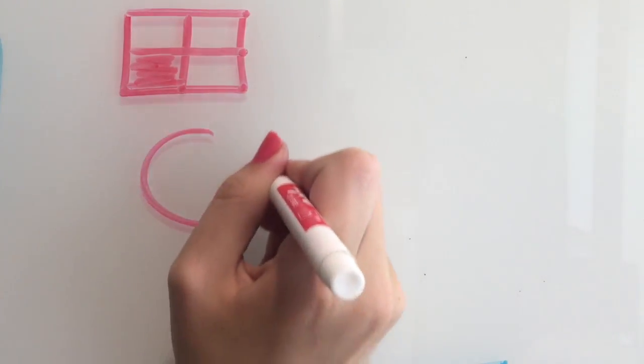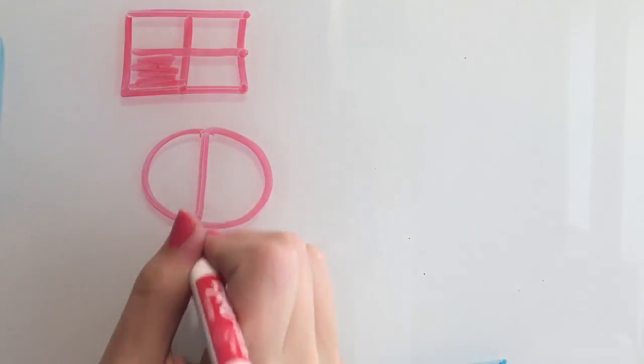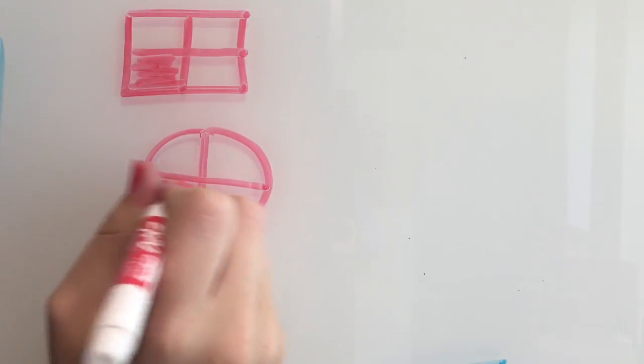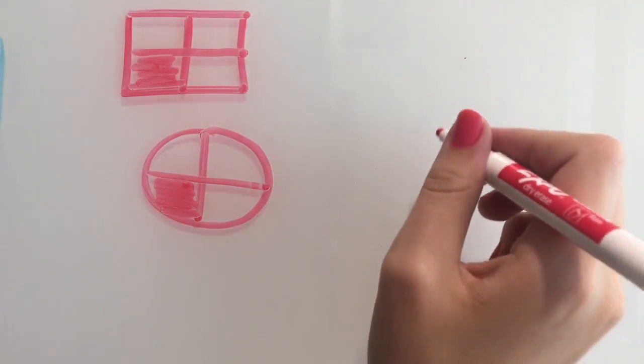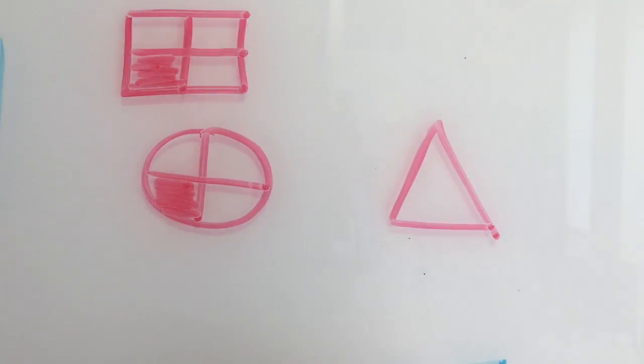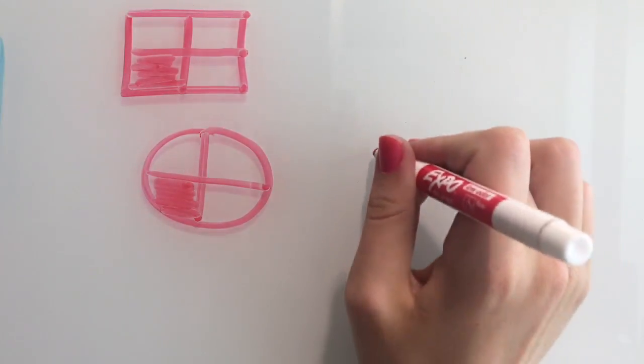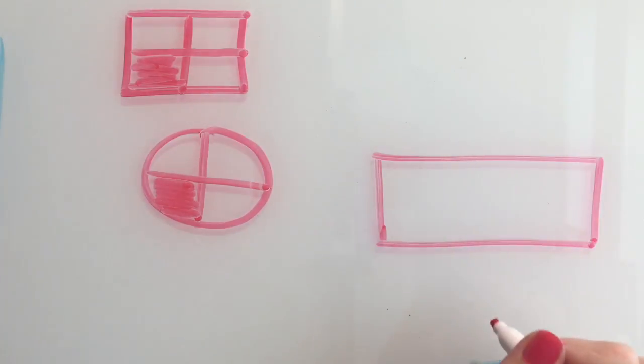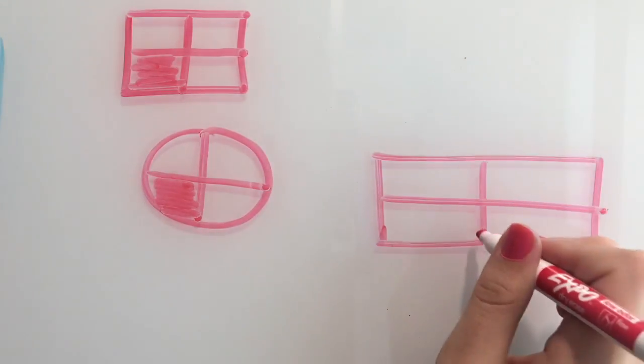Here we have a square. These parts are equal. We can also have a circle divided into half and then into 1/4. Those parts are also equal. If we try to create a triangle with equal parts, you'll see that it does not work. Those parts are not the same. If we try a rectangle and we divide it into 4 pieces, those parts are equal.